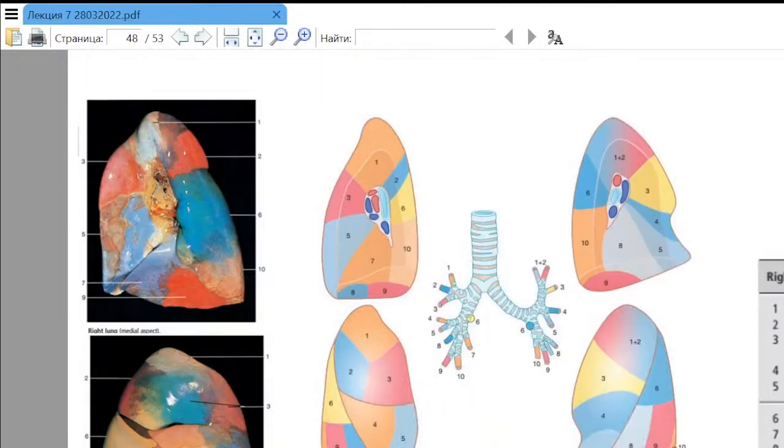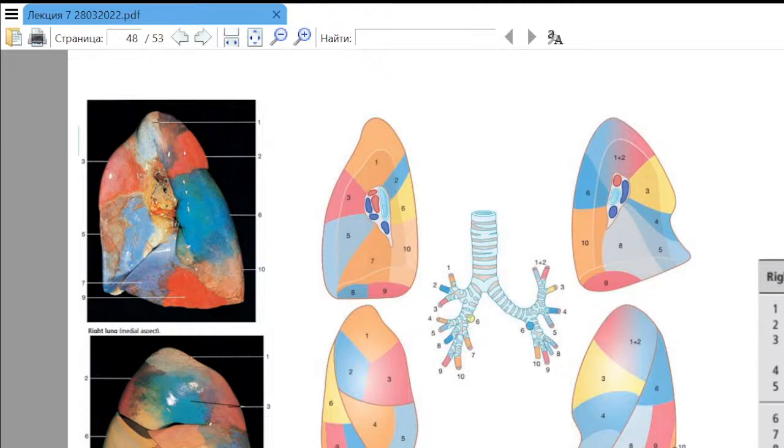For example, the distribution of bronchopulmonary segments of the lung and their relation to the bronchial tree. What you see: right lung, medial aspect and lateral aspect. This is the upper lobe, this is the middle lobe, this is the lower lobe. Every lobe divides into segments. This is the apical segment, the posterior segment and the anterior segment.